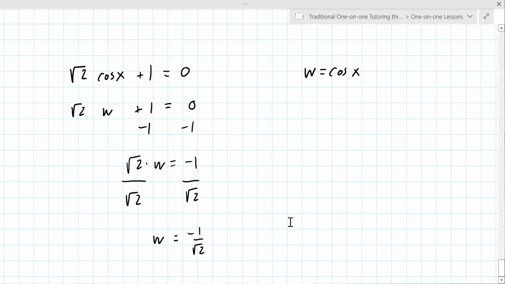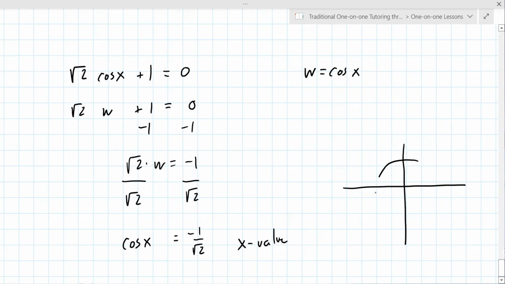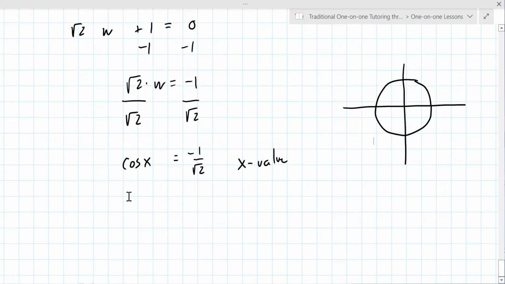And then if we back substitute, we're not really solving for w, we're solving for cosine x. So this is now the x value. There are 2 places on the unit circle where this is true. But the problem is when you look at your unit circle, you will never see this, the way it's written, -1 over the square root of 2. The reason is that it's not rationalized.